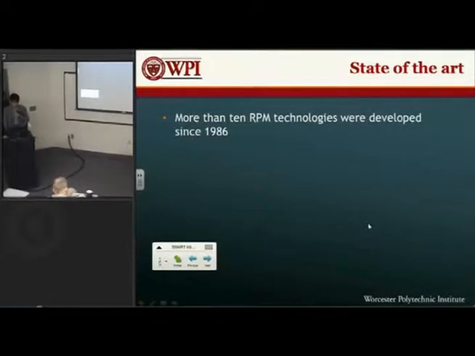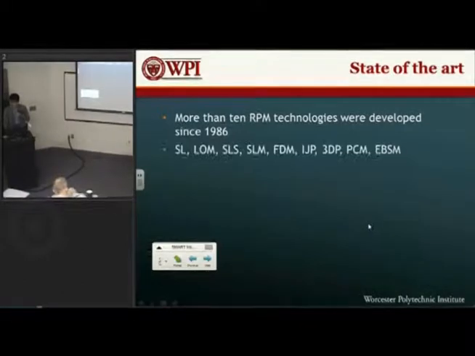Nowadays there are more than 10 RPM technologies that have been developed since 1986. They are these 10.